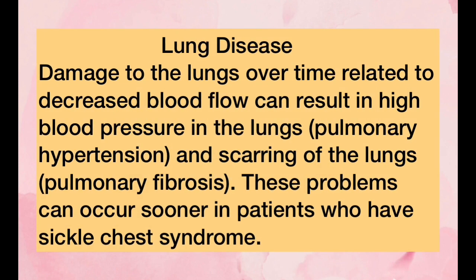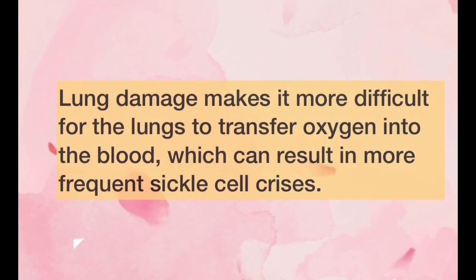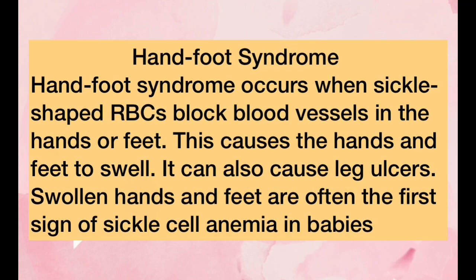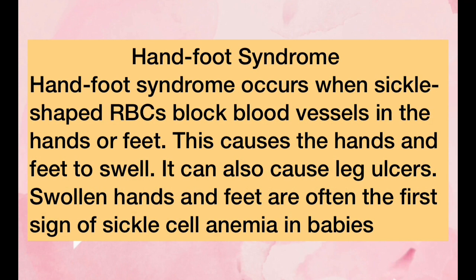Lung disease. Damage to the lungs over time related to decreased blood flow can result in high blood pressure in the lungs and scarring of the lungs. These problems can occur sooner in patients who have sickle chest syndrome. Lung damage makes it more difficult for the lungs to transfer oxygen into the blood, which can result in more frequent sickle cell crises. We also have hand-foot syndrome.